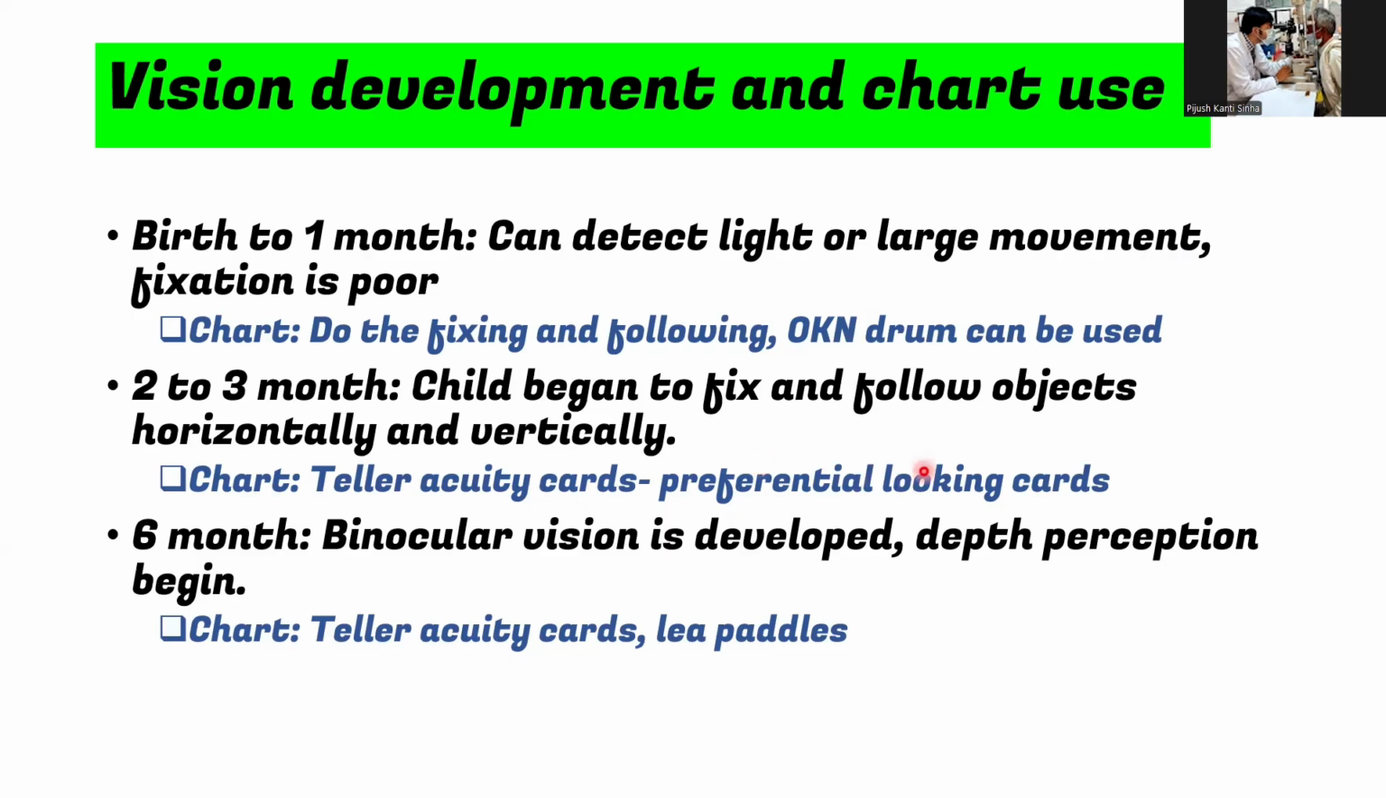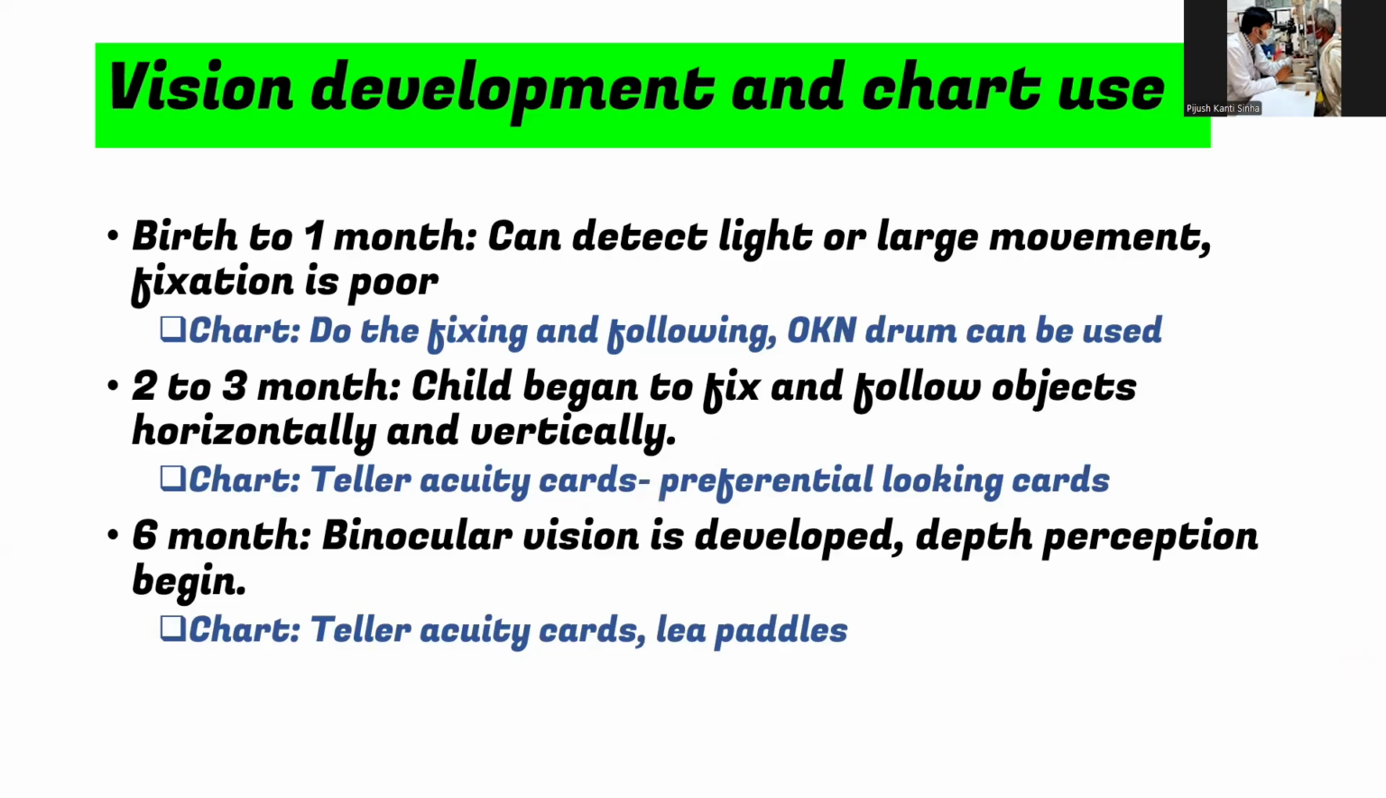And around 6 months, binocular vision develops, meaning both eyes start working together. This is also when depth perception begins, so babies start to judge how far an object is. To assess this stage, we can again use Teller acuity cards and the Lea paddles, which both work on the principle of preferential looking. They help us understand how well the baby can differentiate contrast or spatial detail using both eyes together.